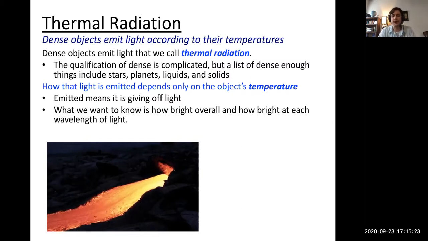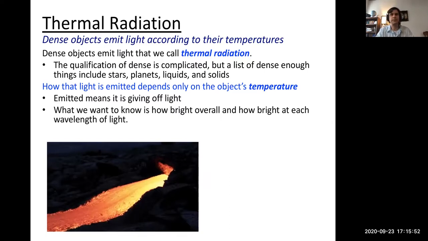So we want to know how bright in total it's giving off. So how many watts is that light bulb is really the answer to that. How many watts is the light bulb of the sun? How many watts is the light bulb of that star over there? How many watts is the light bulb of that really cool exoplanet I want to know more about? We want to know how bright overall something is, but we also want to know how bright at each wavelength. Is that object giving off more visible light than it is giving off infrared light?